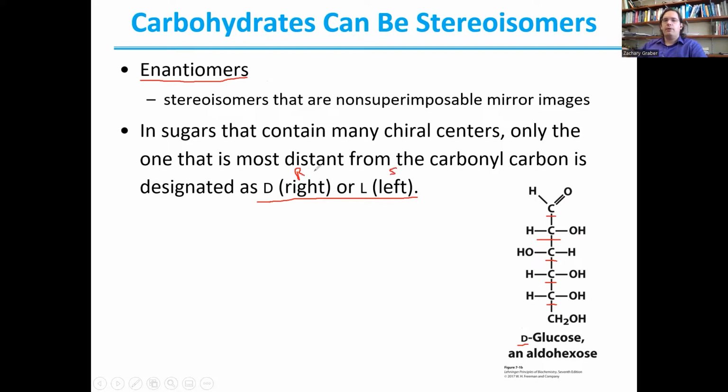So D would mean we rotate to the right when we're determining our priority of our groups at the chiral center, and L would mean we're rotating to the left or counterclockwise. In the case of our Fischer projection, as long as we have our carbonyl on top and our carbons lined up below it, if it's on the right side, it's going to be in the D configuration. And if it's on the left side, it's going to be in the L configuration. That's referring to the hydroxyl group of our chiral center carbon specifically.